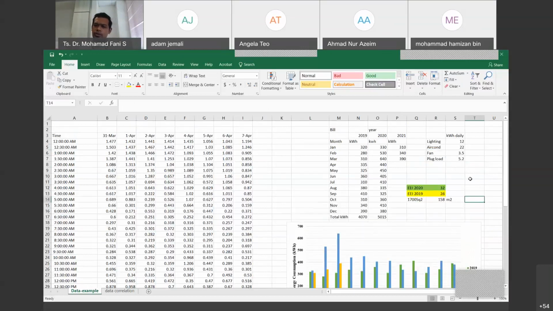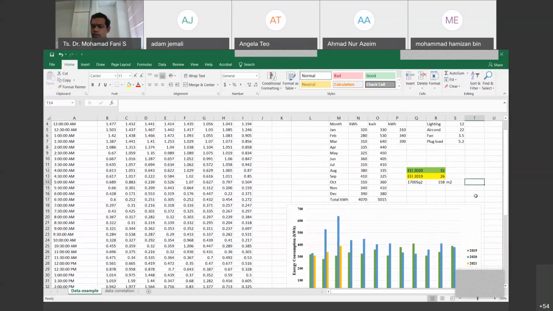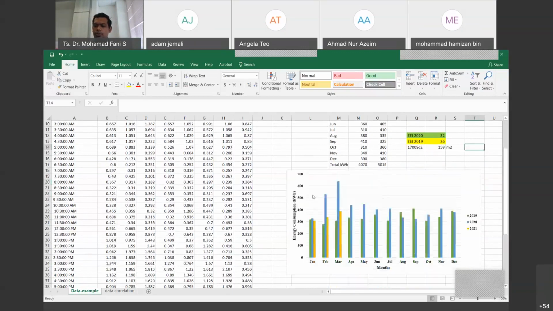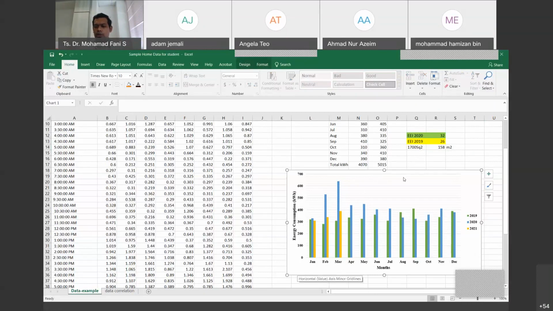The performance of the EI is not in good condition because when we compare to 2019, there is an increment of the EI, so EI is not improved because the consumption is higher compared to 2019, right? We can see in March, there's large energy consumption. This one is COVID, the MCO period. That's the data comparing during the MCO and without the MCO.